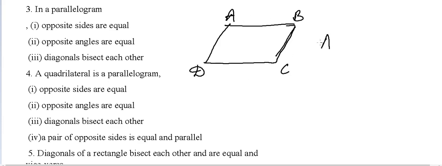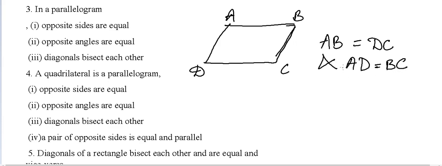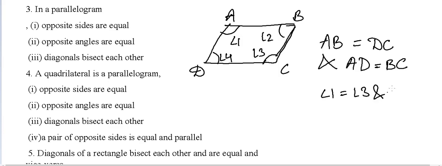Opposite sides are AB equal to DC, and AD equal to BC. Similarly, which are the opposite angles? Angle 1, angle 2, angle 3, and angle 4, right? Opposite angles are angle 1 equal to angle 3, and angle 2 equal to angle 4. Okay, opposite angles are equal and opposite sides are equal.